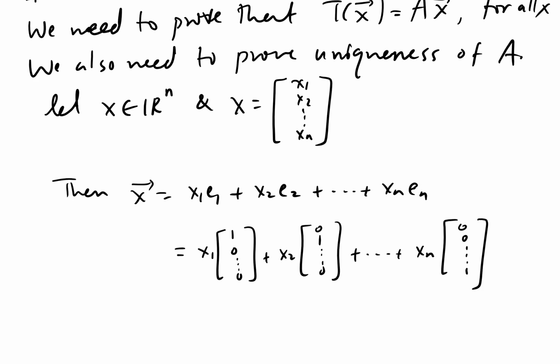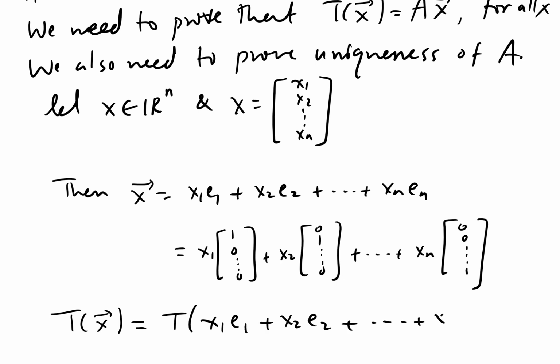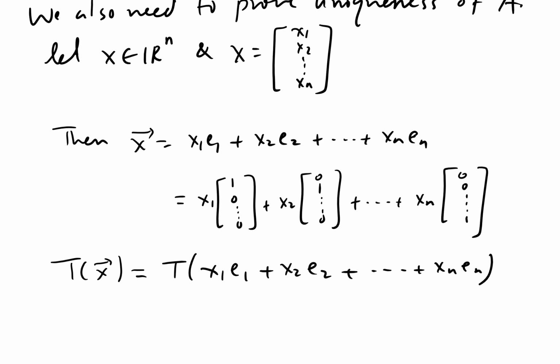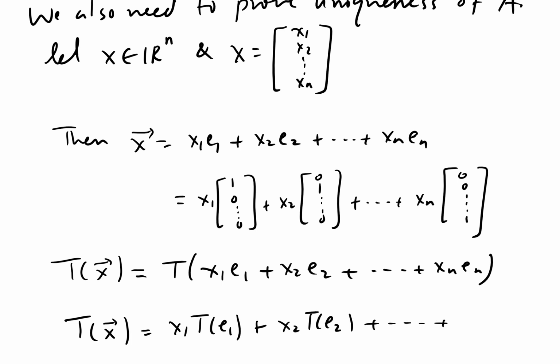So if I want to find T of x, what does T do here? T of x1 e1 plus x2 e2 plus all the way to xn en. Then T of x is x1 T of e1, x2 T of e2, xn T of en. See, I pulled the x's out. Those are scalars, right? They're coming from vector x.